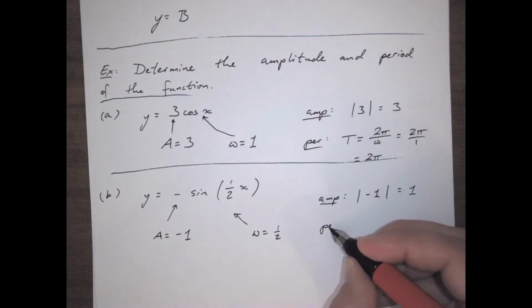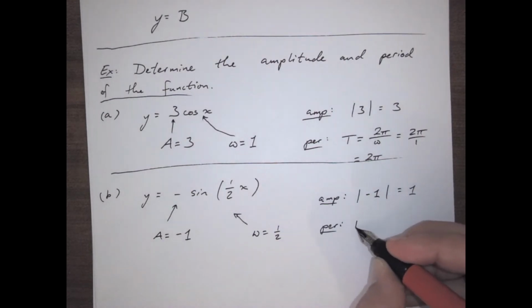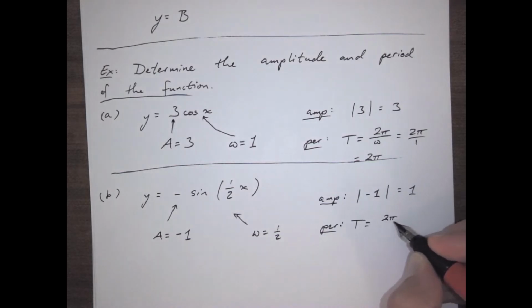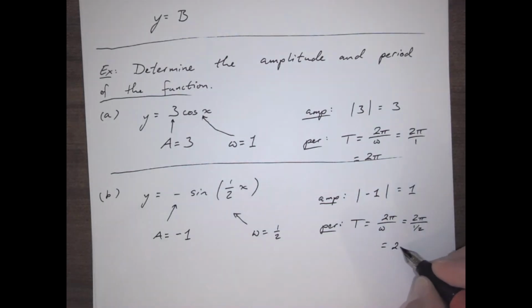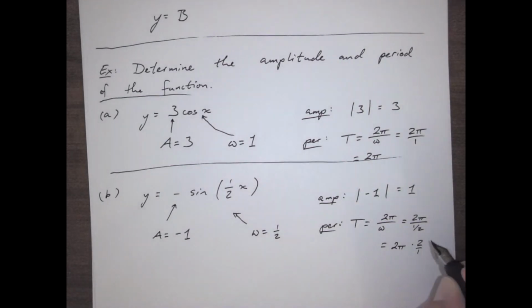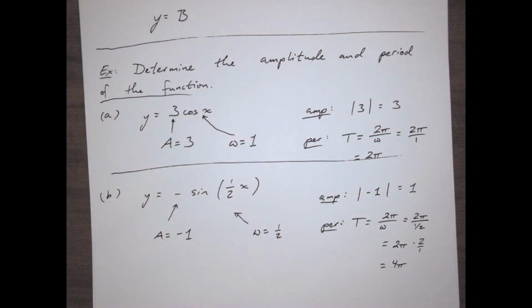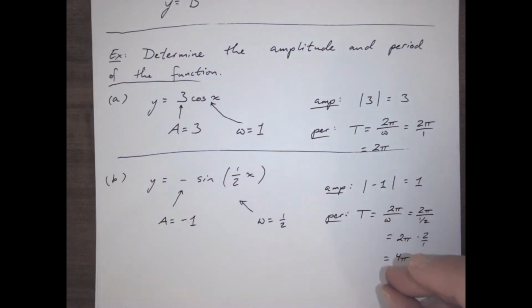For the period, T is equal to 2 pi over omega, which is equal to 2 pi over 1/2. One of the ways we can write this that is most convenient here would be to rewrite it as a multiplication by the reciprocal, or you can think of it as multiply the top and bottom by 2. Either way, that's going to be 4 pi. So the effect of the omega here is that by multiplying it by 1/2, you are slowing the function down, so you are making the period longer by a factor of 2. You're making the function go half as fast.